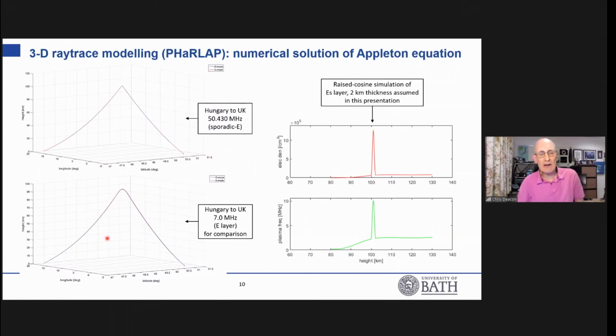And just for comparison, here's a pretend beacon, which doesn't exist, on 7 megahertz, but the same path on 7 megahertz, which is a bit lower on the E layer. This is a 3D representation, by the way, because I had to use the 3D version of FireLab because it does separate X and O. But you can see how much smoother that flip over at the top is. It's not a right angle even then, to be honest, but it's a lot sharper than Sporadic E.